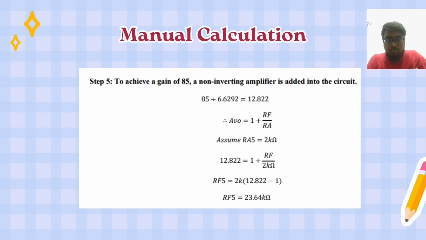And finally, we need to achieve the gain of 85 by adding a non-inverting amplifier to the circuit. So assume RA5 equals 2 kilo ohm. We get 12.822 by 85 divided by 6.6292, which is 12.822. From that it equals 1 plus RF over 2 kilo ohm. So RF5 will be 23.64 kilo ohm. That's it.